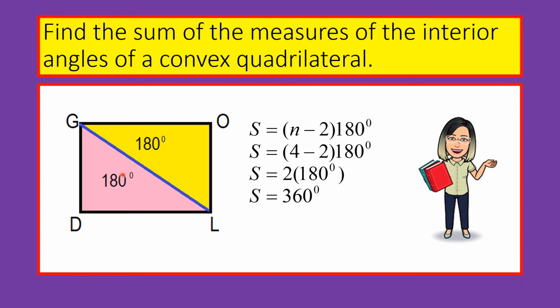But now we will be using a formula. The formula is S equals n minus 2 times 180. What is n? N is the number of sides. How many sides are there in a quadrilateral? We have 4 sides. 4 minus 2 times 180 degrees. 4 minus 2 is 2. 2 times 180 degrees. The answer is 360 degrees. So if we have a quadrilateral, the sum of the interior angles is equal to 360 degrees.